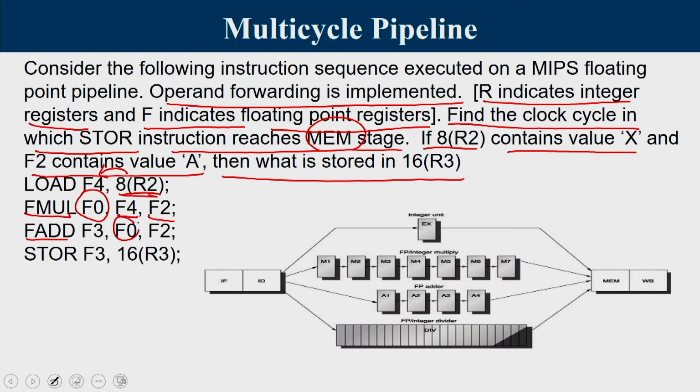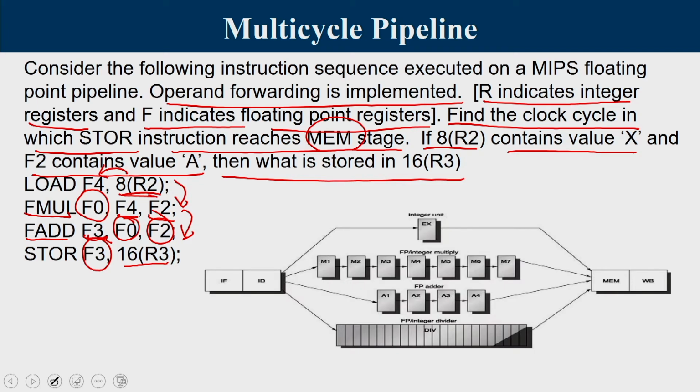So, whatever is in F0, again you are going to add F2 to F0. So, there exists a dependency between the first two instructions, and between the second and the third instruction. Now, you have the result that is available in F3 and that result is going to be returned to 16 of R3.